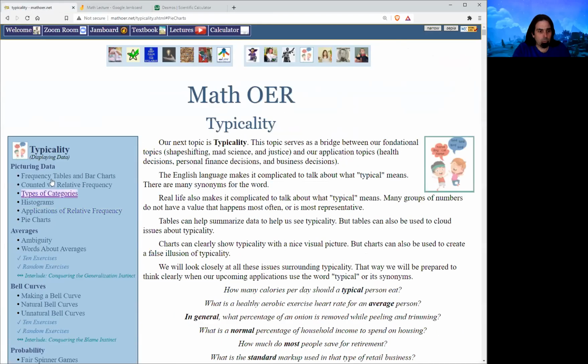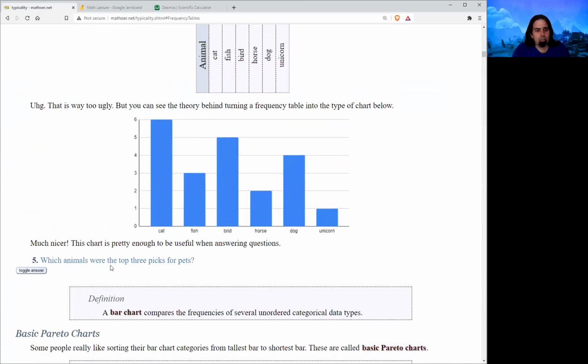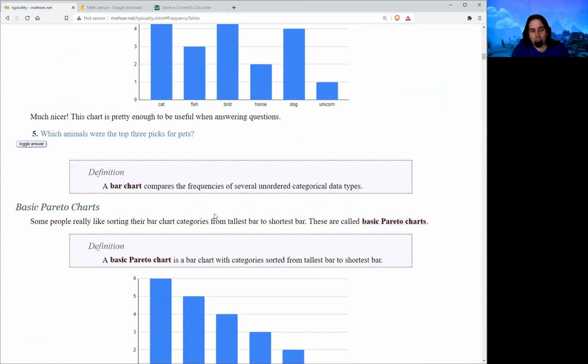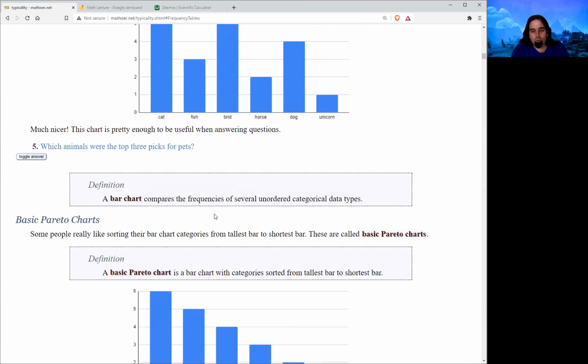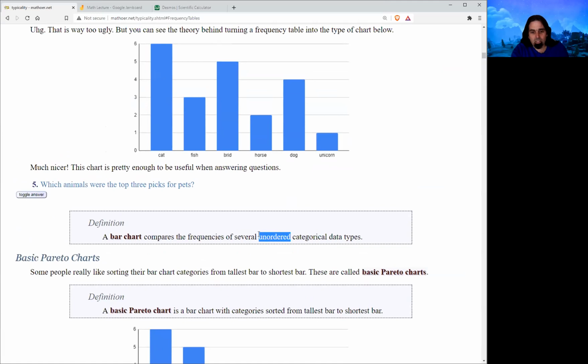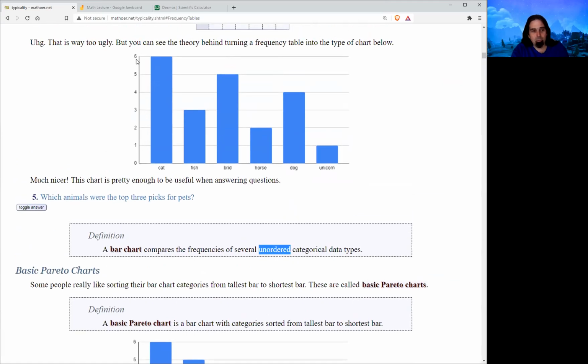Okay, let's go back to where we were. So a bar chart compares the frequencies of several unordered categorical data types. Unordered means that we haven't sorted them. Cat happened to be the biggest and first, but there's not any particular reason we picked cat first.